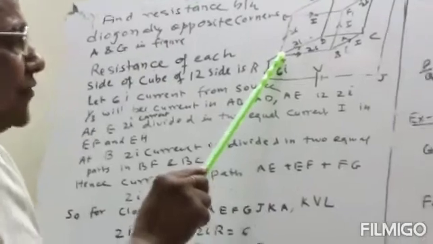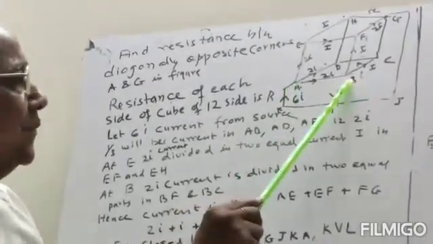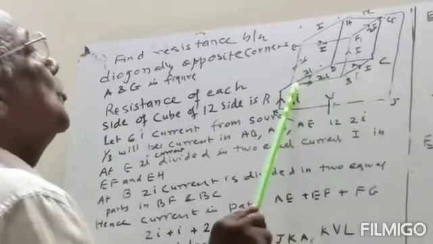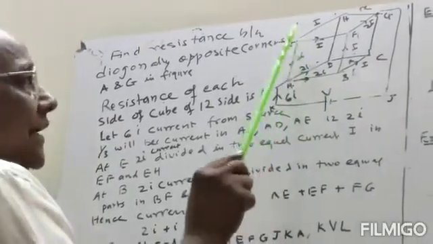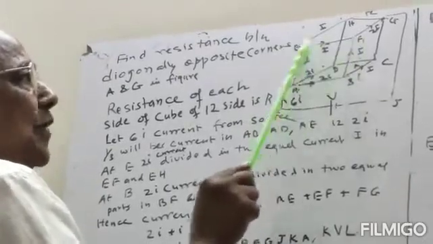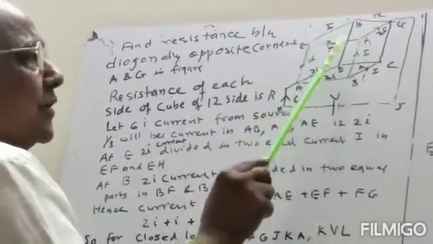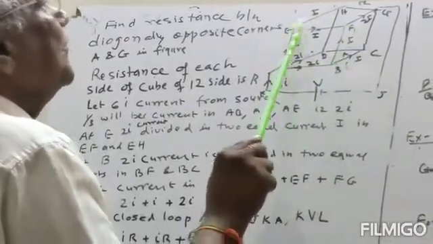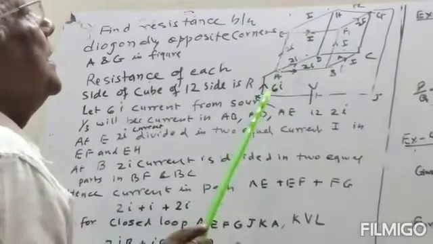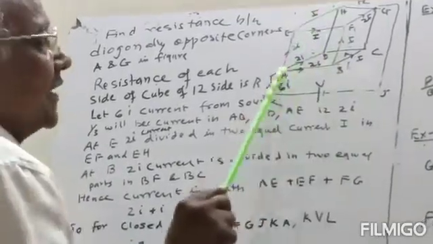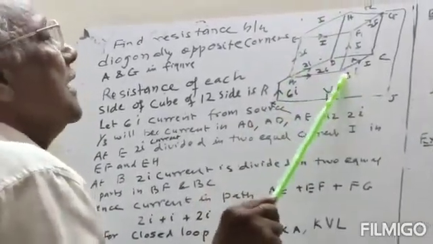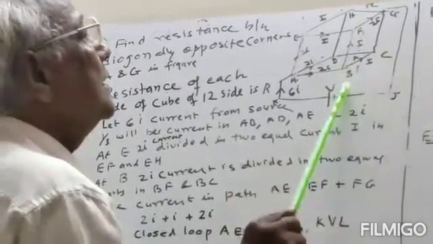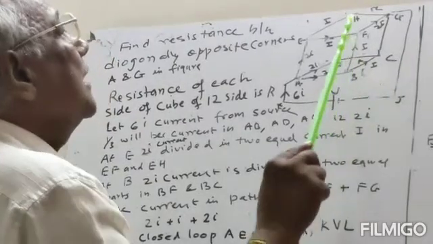By Kirchhoff's current law, 2I will be in AB, 2I will be equal in AD, and 2I will be equal in AE. At E, again it is divided in two parts, so it will be divided equally. So I will be in EF, and I will be in the other direction. At this point, it is again divided in two parts, this side and this side, meaning in BC and in BF.